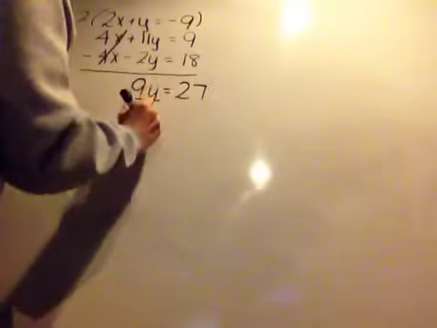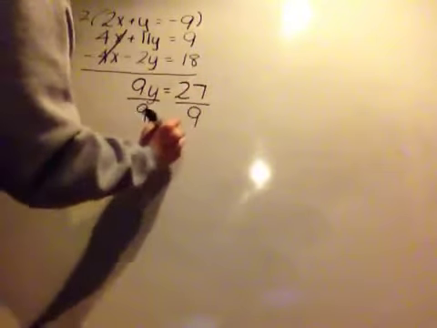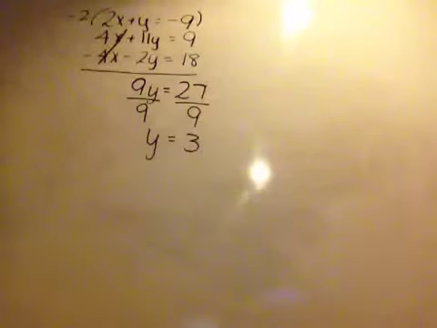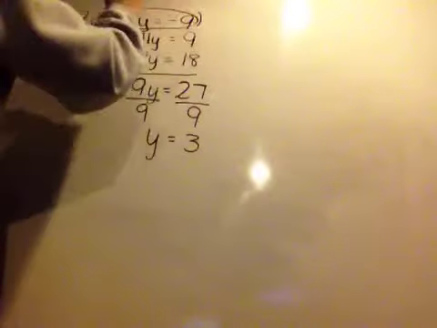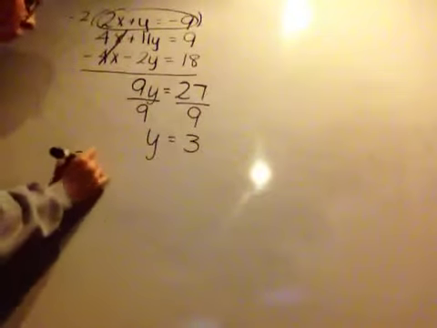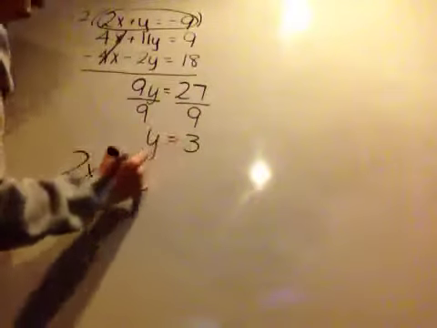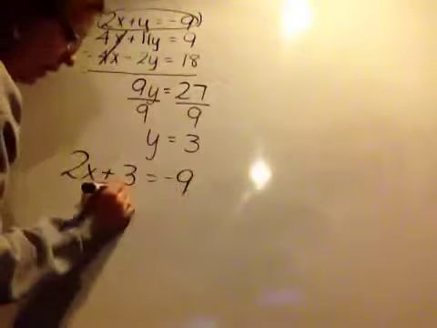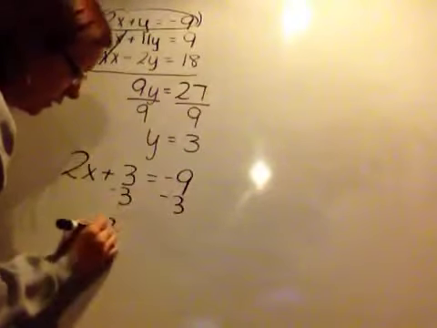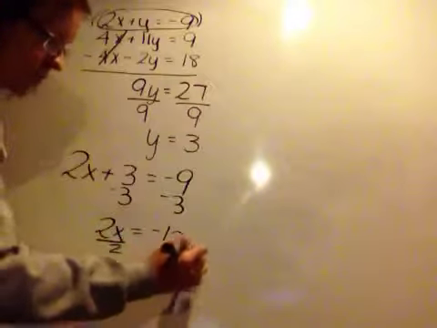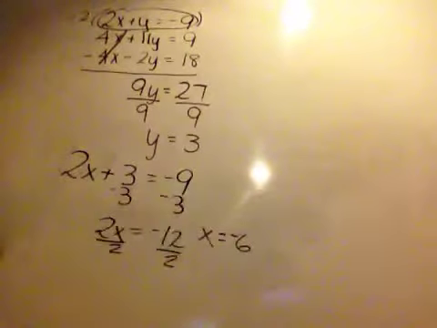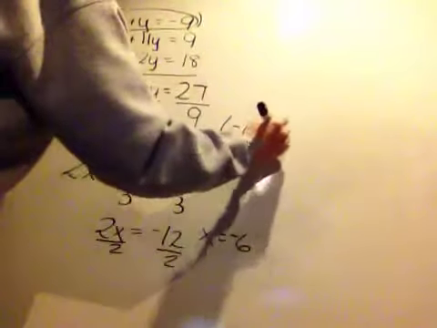And then 9 plus 18 is 27. And I'm going to divide both sides by 9 to solve for y. And I get y equals 3. Now that I know what y is, I'm going to go back into one of my two original equations before I multiplied anything and solve it for x. So I'm going to pick this one here. It won't matter which one you pick. So 2x plus y, which is 3, equals negative 9. I'm going to subtract 3 from both sides. 2x equals negative 12. And then I'm going to divide both sides by 2 to get x equals negative 6. So my solution is negative 6, 3.